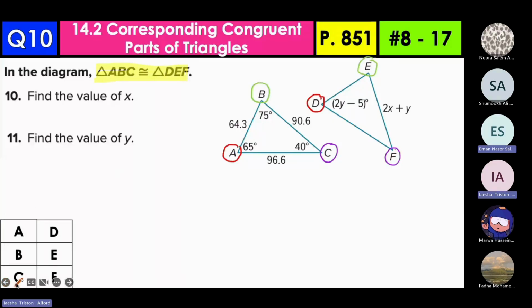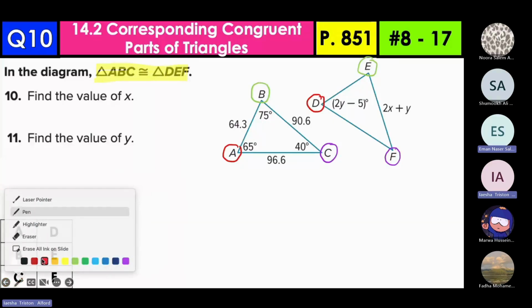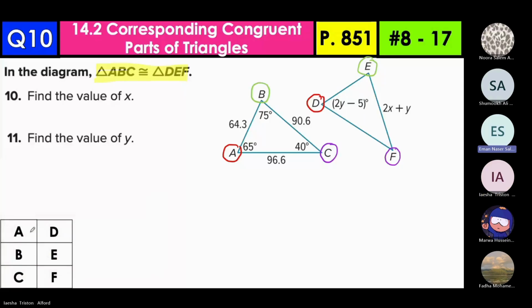What do you think we need to find first? The y. Why do we have to find y? Because we have 2x plus y. Okay, we have two variables there. We can't do anything. So can we find y? Yes. Is it inside or outside the triangle? Inside. So what equation can you write? 2y minus 5 equals 65.